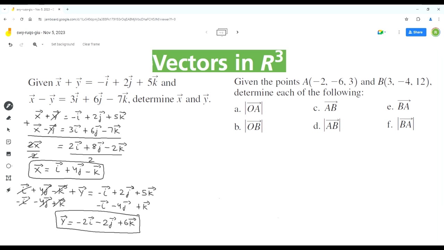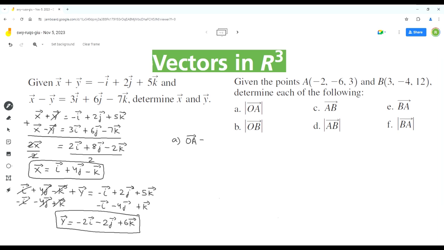Now we can analyze the second problem. So in the second problem, given the points A and B, determine each of the following. So let's start with part A. So in part A, we have to find the magnitude of vector OA. Now OA vector represents the position vector for point A. So first we have to find the position vector and then we'll find its magnitude.